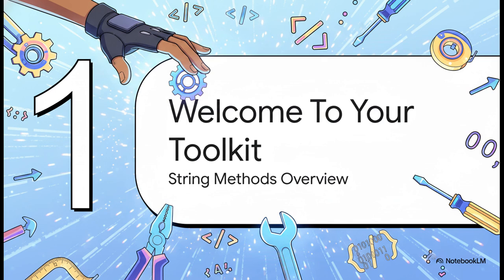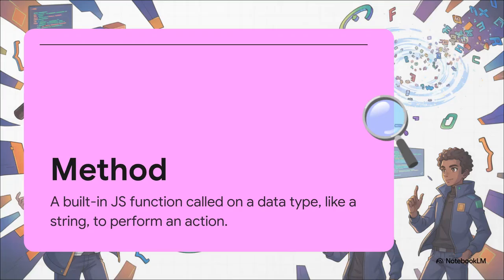Welcome to your toolkit, String Methods Overview. As a beginner, it is honestly so comforting to know you don't have to build everything from scratch. JavaScript actually gives you pre-made tools called methods that are ready to make your coding life exponentially easier. Let's read this definition out loud. A method is a built-in JavaScript function that can be called on a specific data type, like a string, to perform an action. Think of a method as your new best friend. It's essentially a pre-made function that the creators of JavaScript have already written for you. All you have to do is call its name, and it just springs into action, manipulating your data exactly how you want it to. Today, we're focusing exclusively on string methods, functions built specifically to handle text.